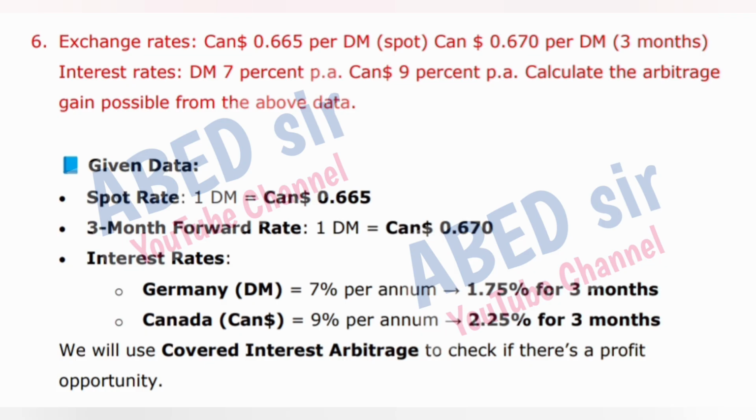Given data. Spot rate, 1 diem is equal to Can $0.665. 3-month forward rate, 1 diem is equal to Can $0.670. Interest rates: Germany, diem, is equal to 7% per annum, 1.75% for 3 months. Canada, Can dollar, is equal to 9% per annum, 2.25% for 3 months. We will use covered interest arbitrage to check if there's a profit opportunity.